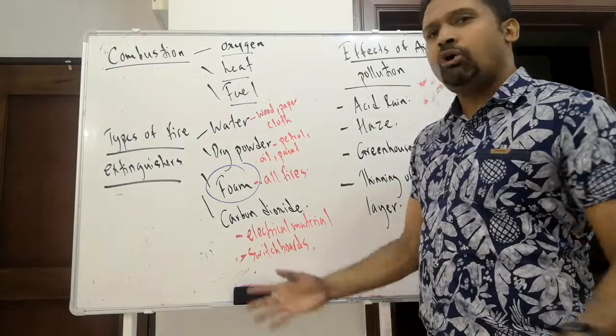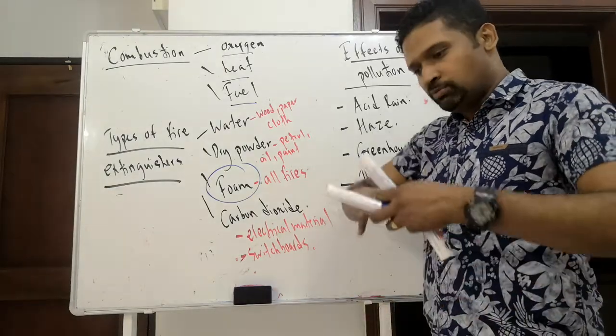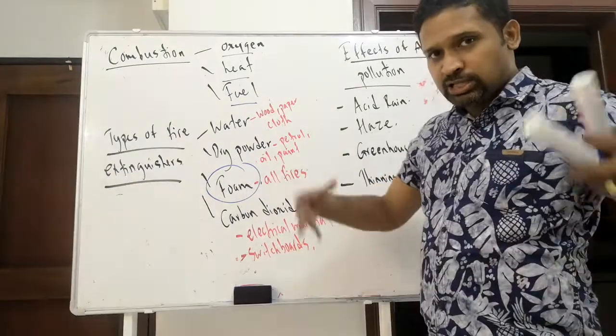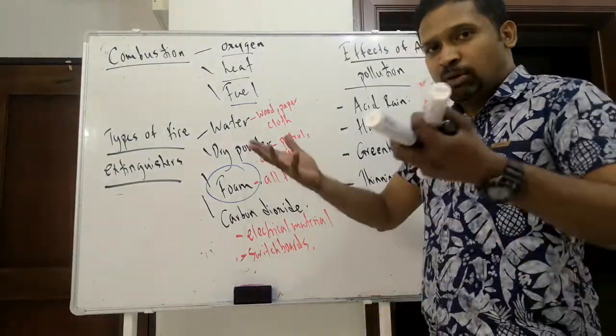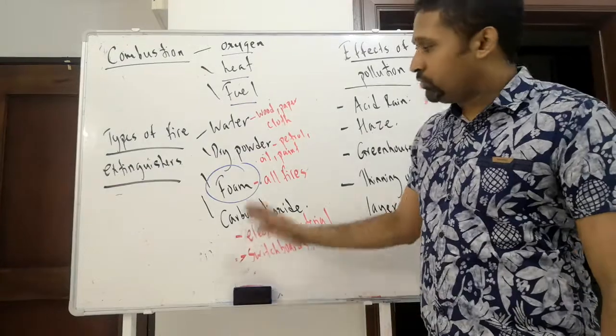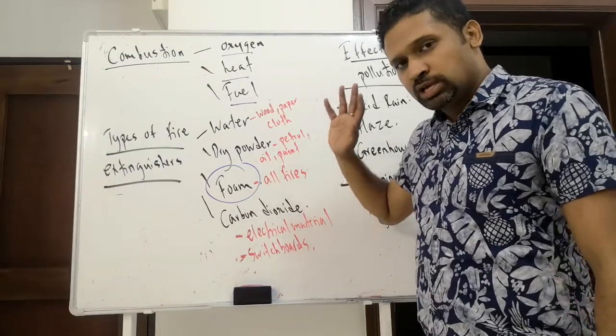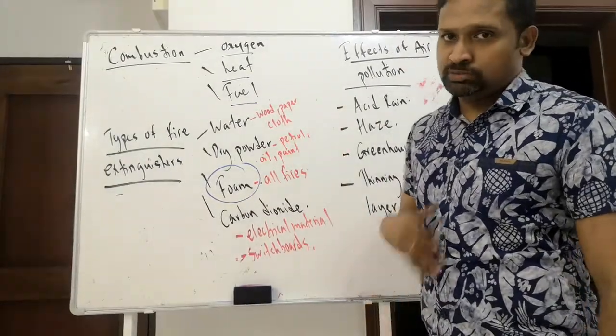Why? Because all types of fires, it will cover, it will compress, so there is no heat. There's no way the combustion can take place there. So the foam is the most effective type of fire extinguisher. But let's just look at everything else.